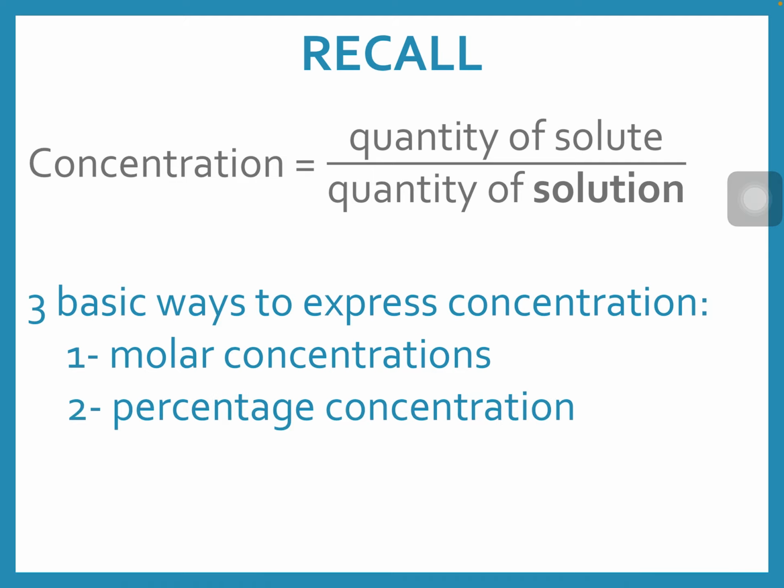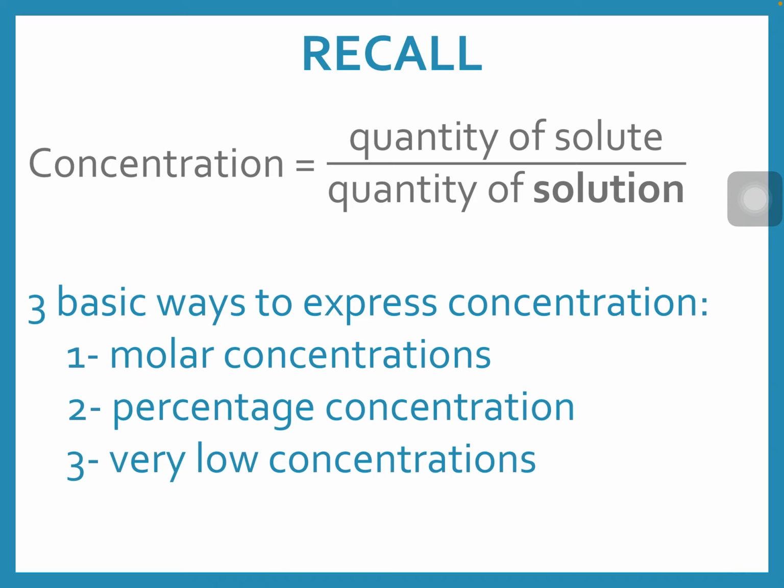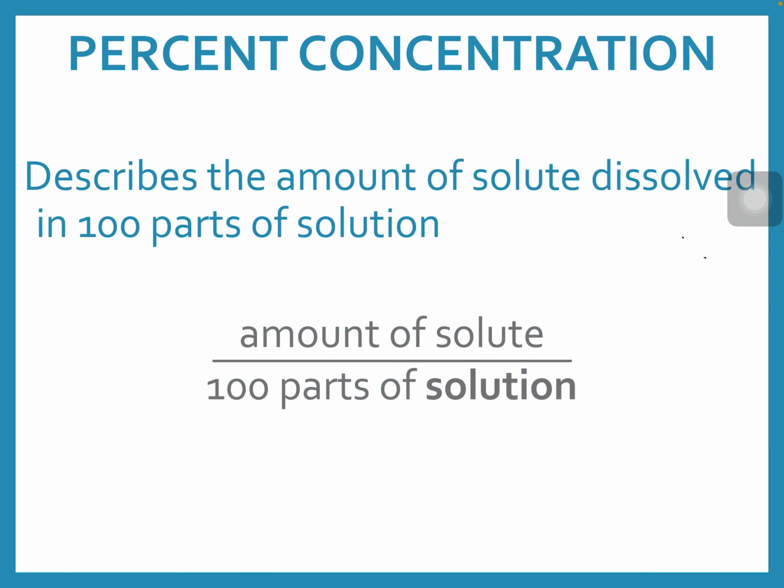Today we're going to look at percent concentration, so using percent mass by mass, percent mass by volume, and percent volume by volume. And then if we have very low concentrations, we can calculate parts per million, or parts per billion, or parts per trillion, and that we are not going to be doing right now.